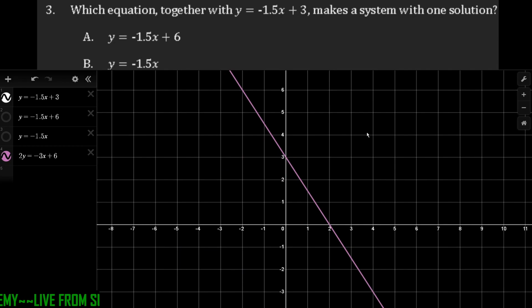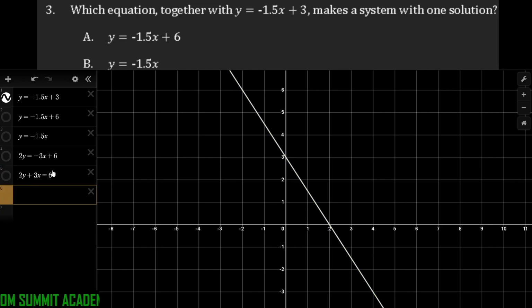That's actually the same exact line because, again, if you lose it, you can always highlight it again. Notice how it's the same exact line over top of each other. So that's not one solution. That's going to be infinite solutions. So let me try the next one. It's 2y plus 3x equals 6. Same thing. This is also going to be infinite solutions. Notice how the lines overlap each other.